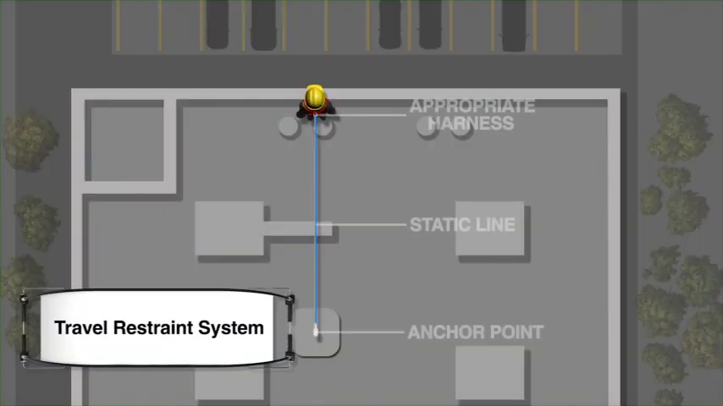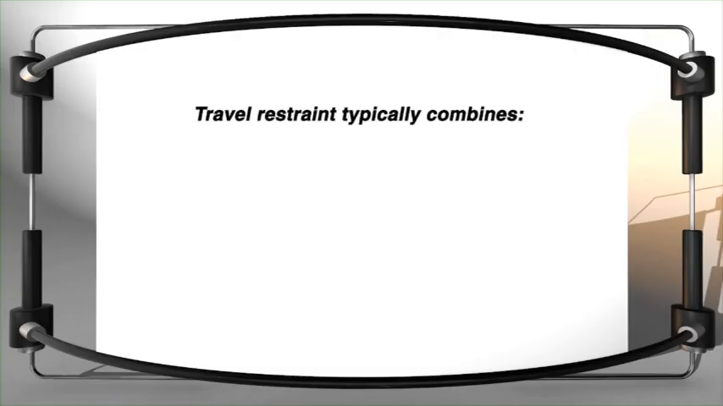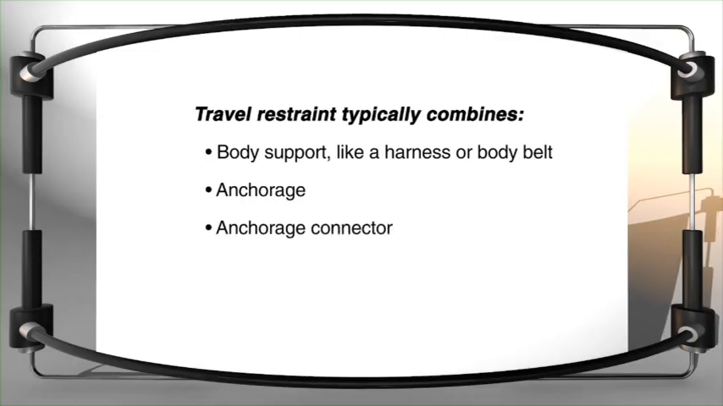A travel restraint system eliminates the possibility of a worker going over the unprotected edge or side of a walking working surface. Basically, this system lets you travel just far enough to reach the edge, but not far enough to fall over. Travel restraint typically combines body support, like a harness or body belt, anchorage, anchorage connector, and a lanyard.